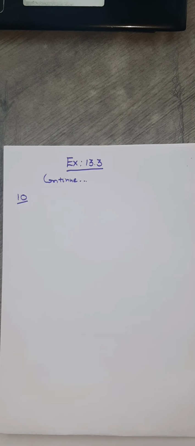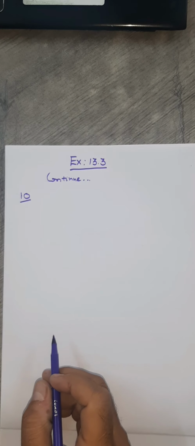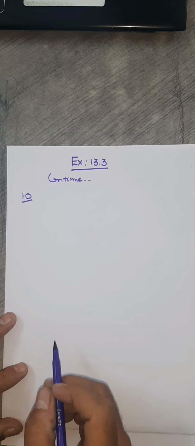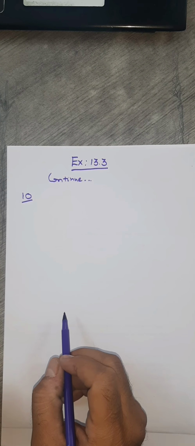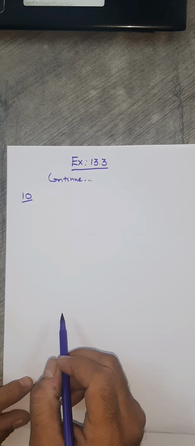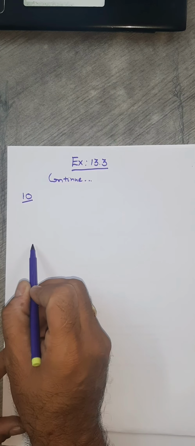We continue with exercise 13.3. Up to 9th question we did in the previous session. Now we'll go for question number 10. Again, it is based on Bayes rule. If you read the question, somewhere you will see that she obtained exactly one head. That means that event has occurred.